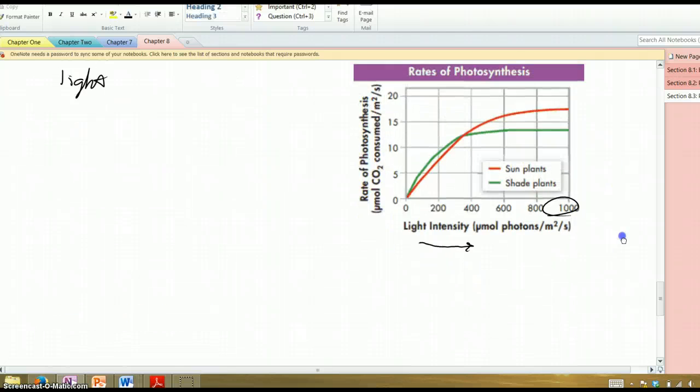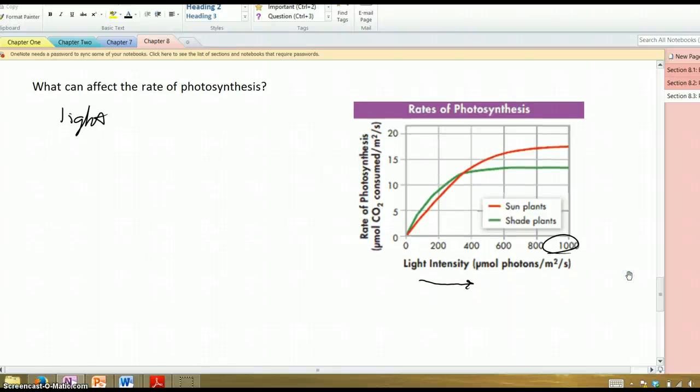Of course, what other things can influence the rate of photosynthesis? Well, of course, the amount of water that you have. What else? Do you think maybe the temperature can influence the rate of photosynthesis, perhaps?